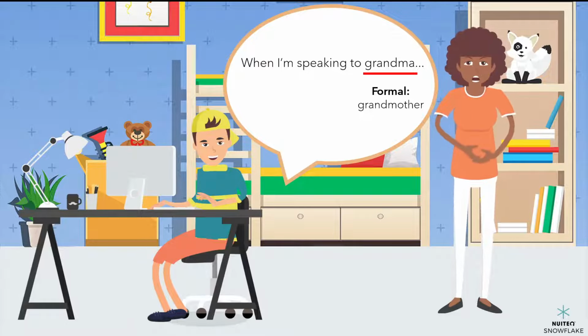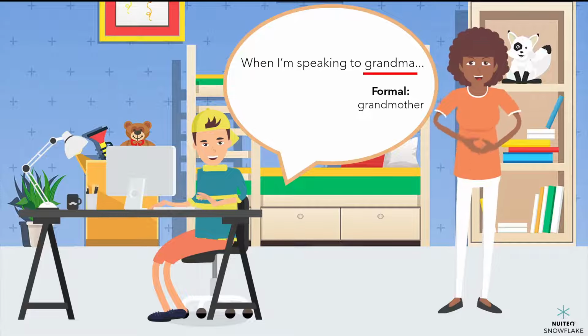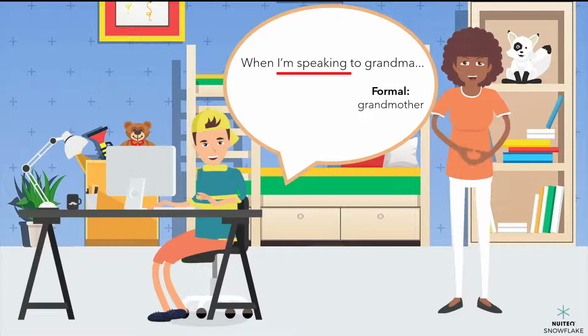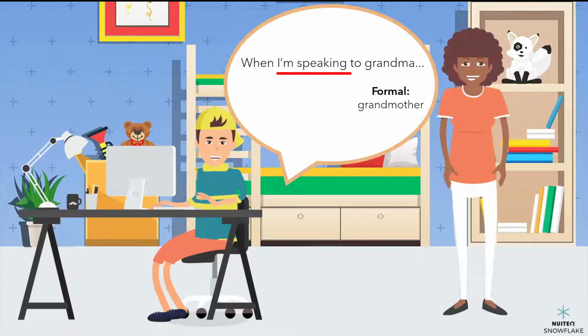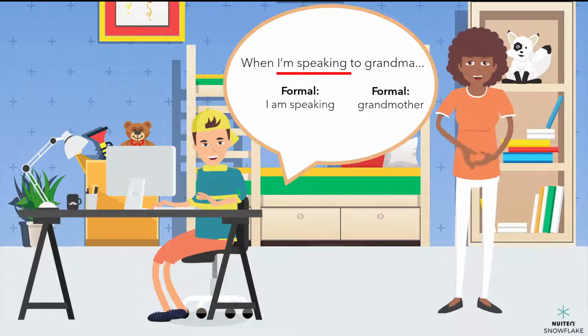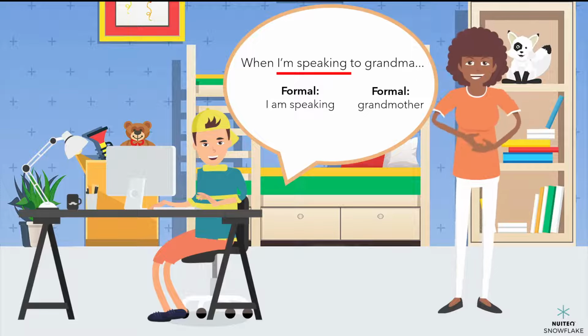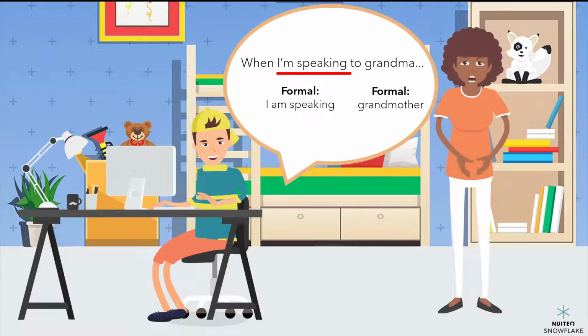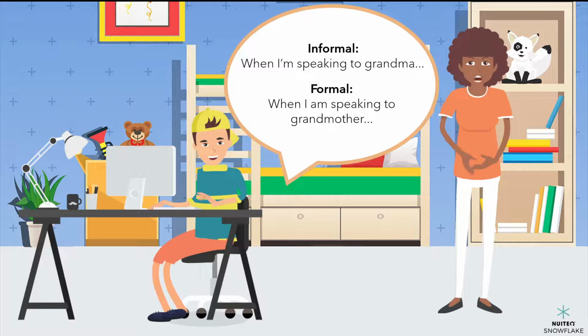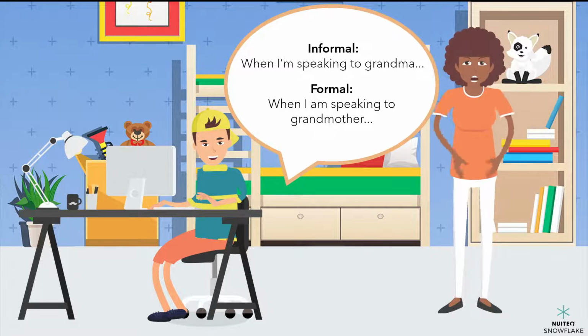In formal language, we use complete words. That is why, in formal language, you wouldn't say, "When I'm speaking," you would say, "When I am speaking." Exactly. I'm is a contraction, just like she's, he's, there's, and many more. We don't use contractions in formal language, but we do use them every day, when we speak informally. So, if you had to use formal language, you would say, "When I am speaking to grandmother."